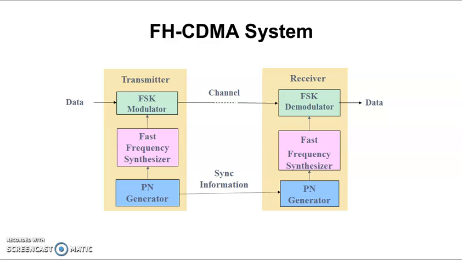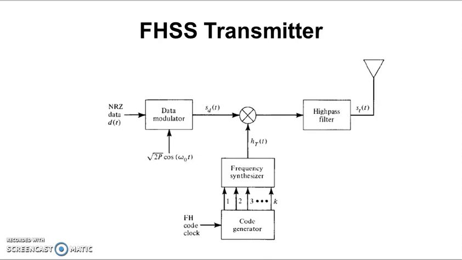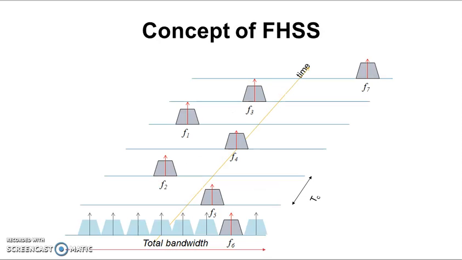Then we can consider the concept of a frequency hopping signal. We have a total bandwidth which is to be shared, with F1 to FL being the total number of signals we are having, and this is plotted against time. In that case, we can receive the data.